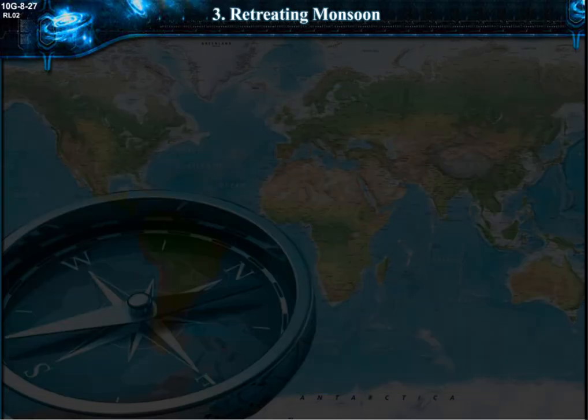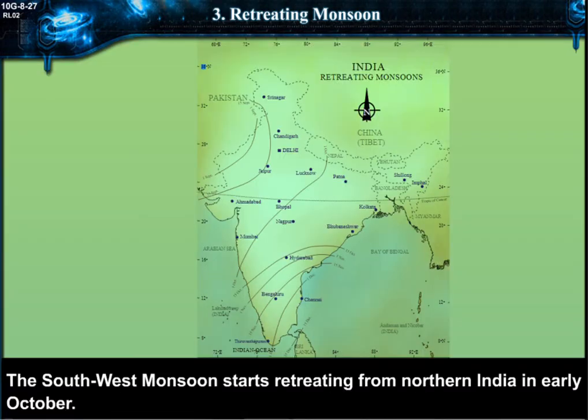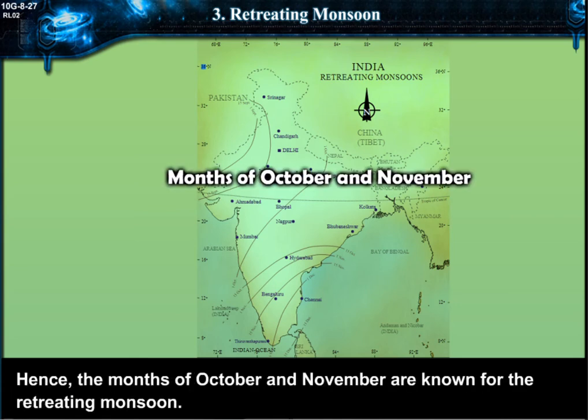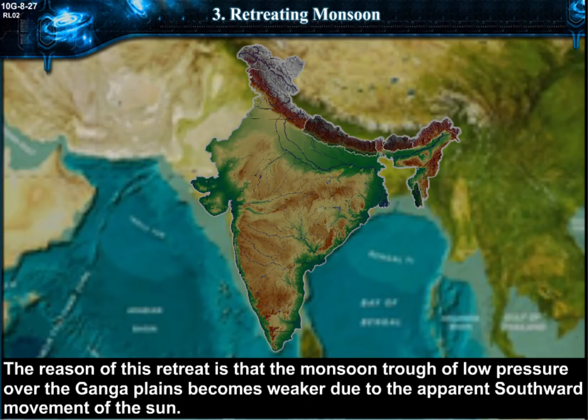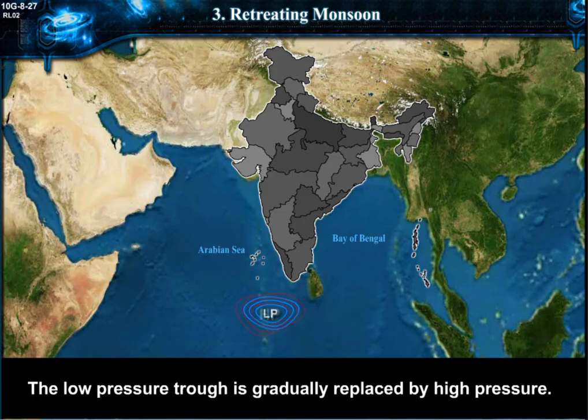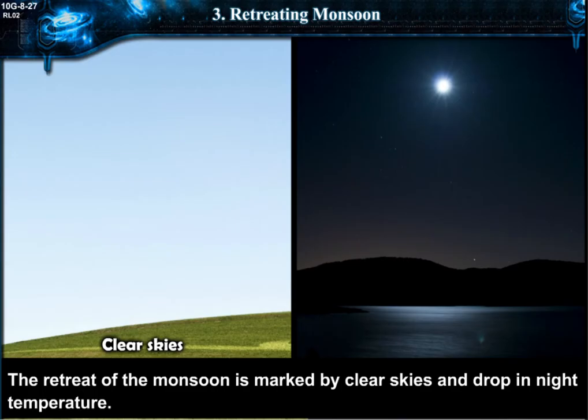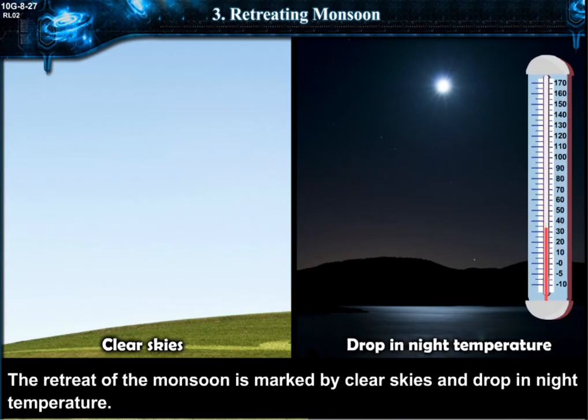3. Retreating monsoon. The southwest monsoon starts retreating from northern India in early October. Hence, the months of October and November are known for the retreating monsoon. The reason for this retreat is that the monsoon trough of low pressure over the Ganga plains becomes weaker due to the apparent southward movement of the sun. The low pressure trough is gradually replaced by high pressure. The retreat of the monsoon is marked by clear skies and drop in night temperature.